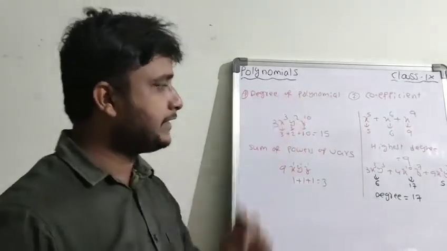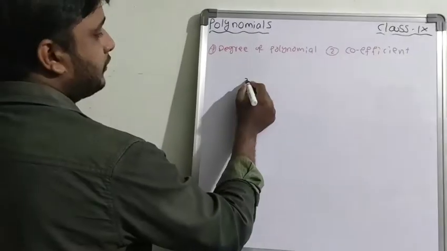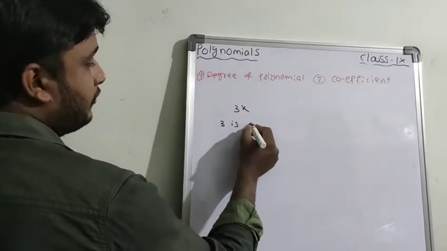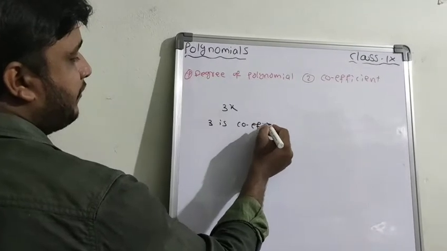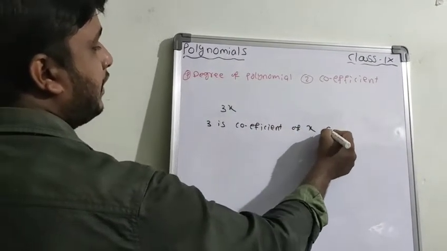So next, what is the coefficient? We will discuss the meaning of the coefficient. So 3x is there, and 3 is called the coefficient of x, and vice versa.